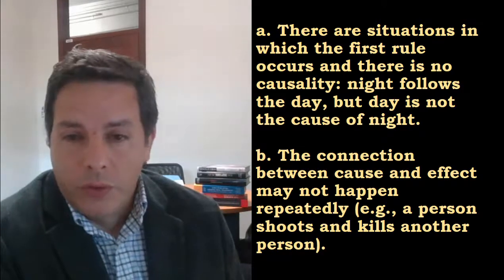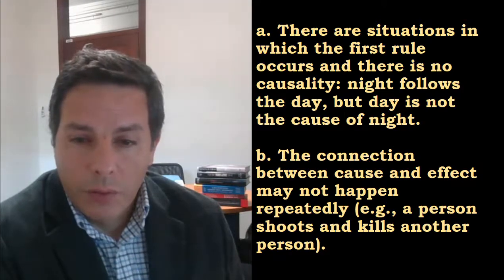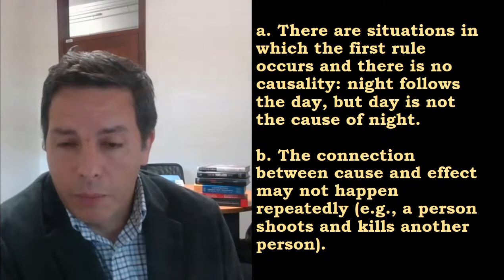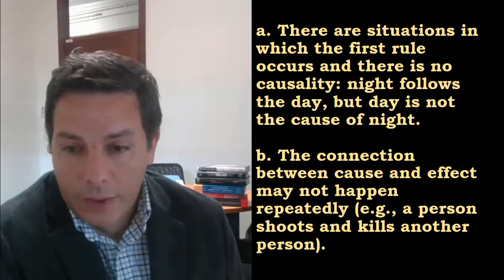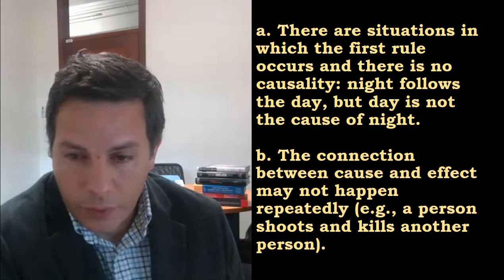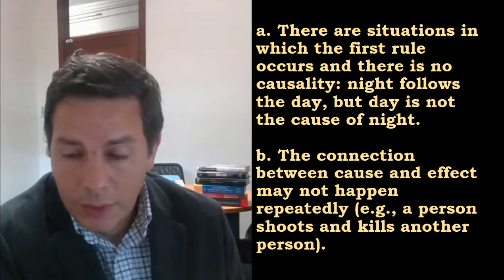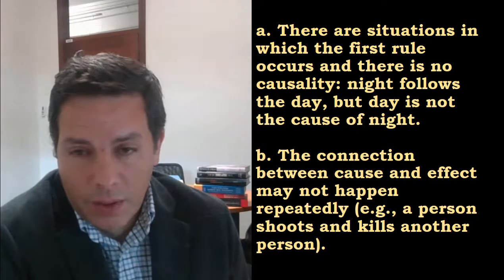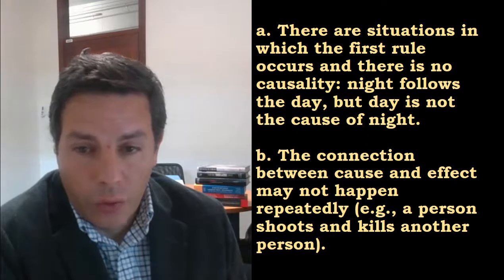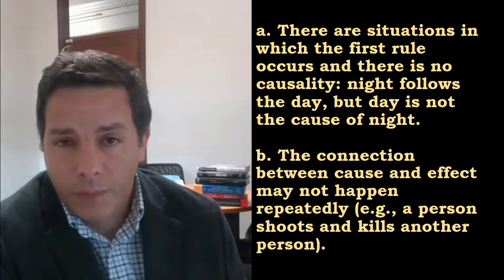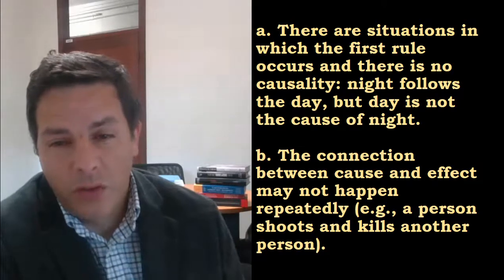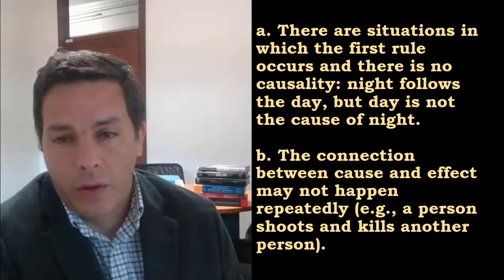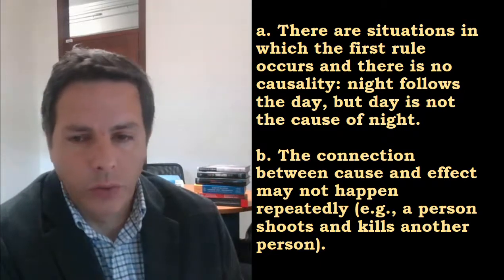And the other important reason is that sometimes the connection between cause and effect may not happen repeatedly. So, for example, a person shoots and kills another person. That happens. The shooting is the cause of the other person's death, but that's not something that occurs repeatedly. It occurs one time, and it's perfectly okay to call that a cause, even though it doesn't happen repeatedly. So that's why David Lewis put emphasis on the counterfactual aspect of David Hume's definition, and got rid of the other aspect of constant conjunction between cause and effect.